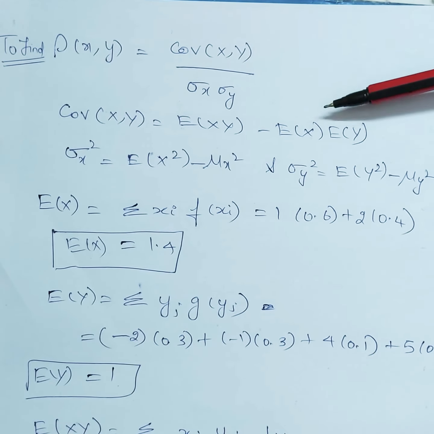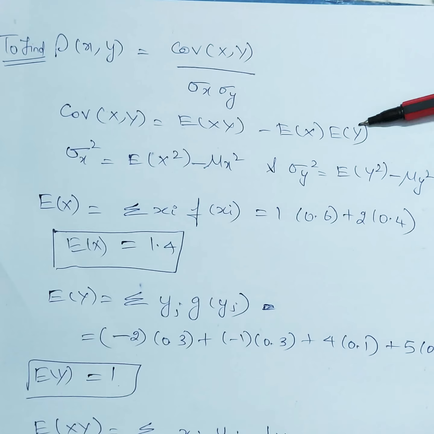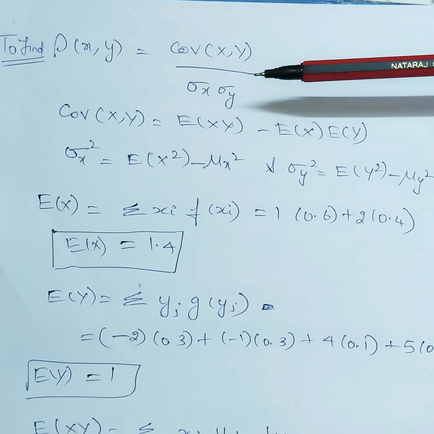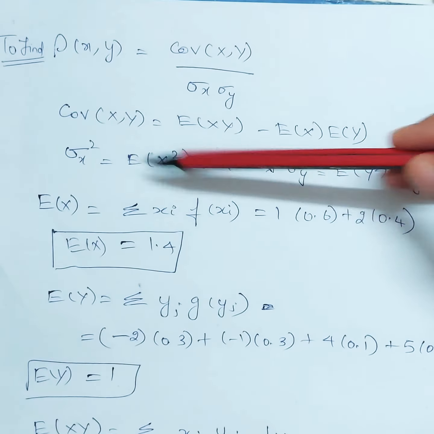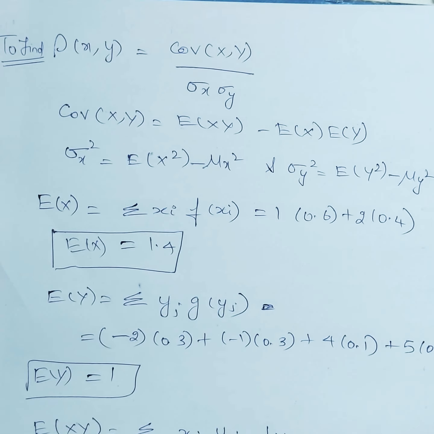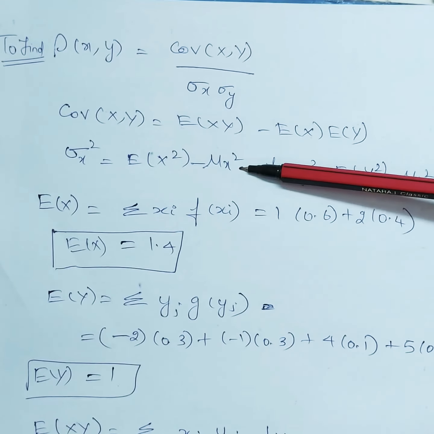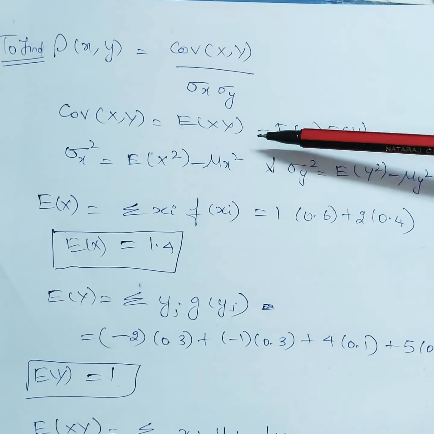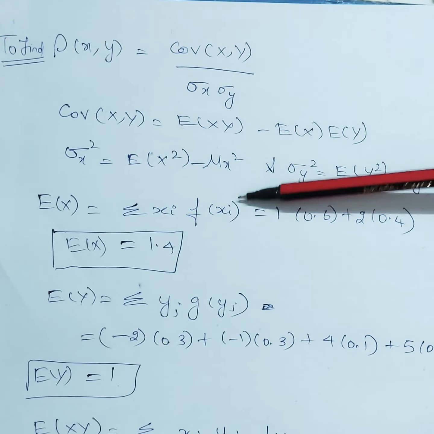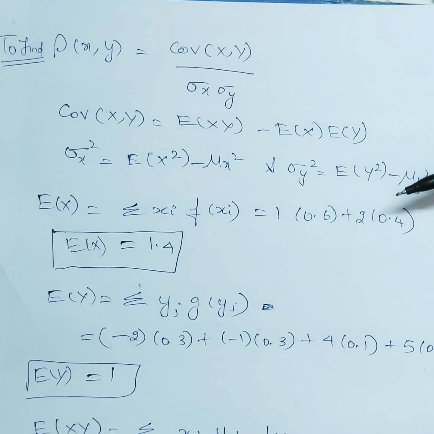So first of all I have to find expectation of x, then expectation of y, then expectation of xy. Correct? And then for sigma x, first we'll find sigma x square and then we'll take the square root. What is the formula for sigma x square? E of x square minus mu x square. Sigma y square is E of y square minus mu y square. Correct? Mu x is nothing but expectation of x, and mu y is nothing but expectation of y.